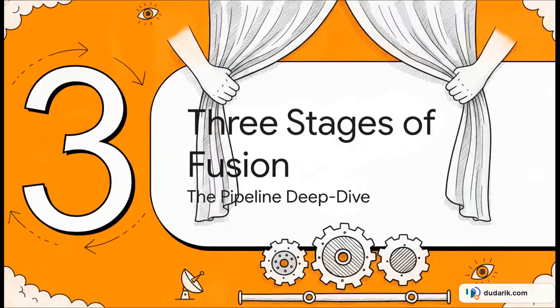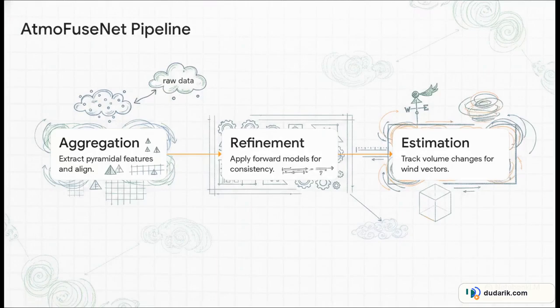Moving right along to Section 3. 3 stages of fusion, the pipeline deep dive. Let's actually trace the exact journey a data point takes through this architecture. It moves through 3 distinct phases: raw feature extraction in stage 1, physical constraint refinement in stage 2, and finally kinematic estimation in stage 3.